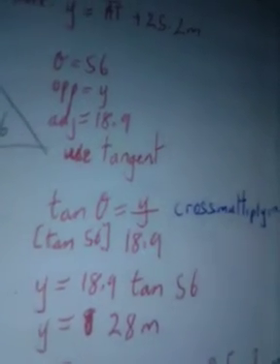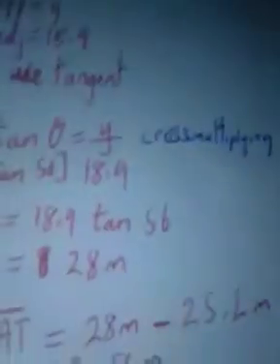So Y is equal to 28 meters, right? So AB is equal to 28. But now to find AT, I subtract 25.2 from 28, and I end up with 2.8 meters. Easy stuff, right?